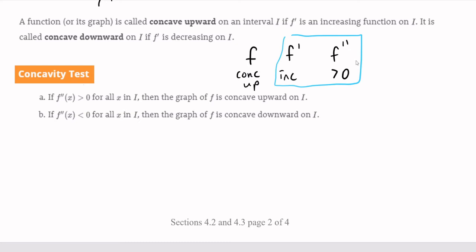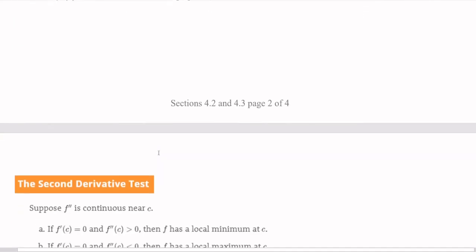Where the second derivative is positive, I'm concave up. Where the second derivative is negative, I'm concave down. So it's definitely a lot to remember, but that's one of these things. You just got to practice it. Okay? So that's the concavity test.